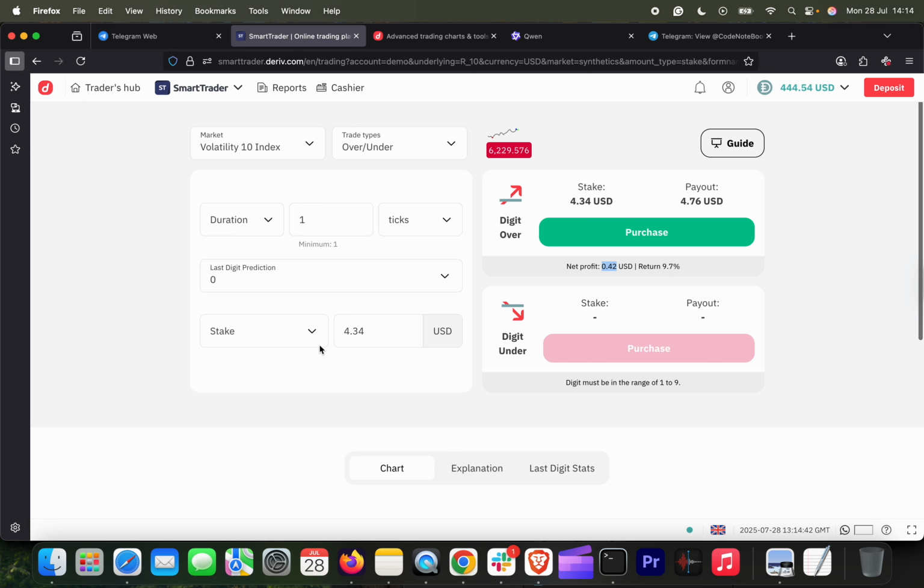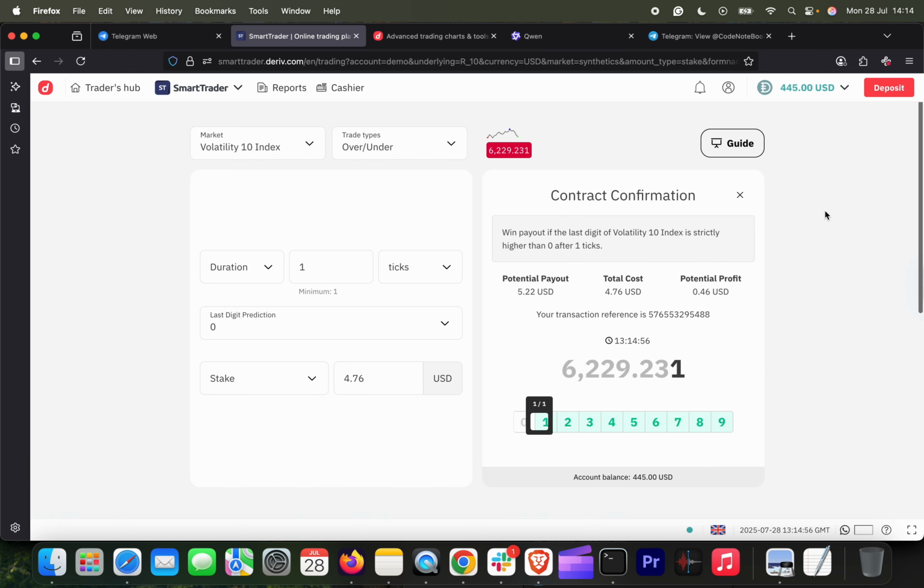We are growing it patiently. So sorry, 4 is supposed to be 4.76. So yeah, 4.76 is what I'm going to do. It's throwing 0 repeatedly. That's why I did not enter. Once I'm seeing 0 repeatedly, I will not enter. So 1, I still won. That's the advantage of this. If we were trading over 1, we would have lost.